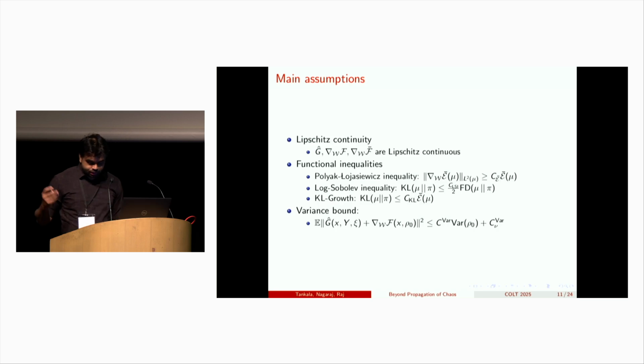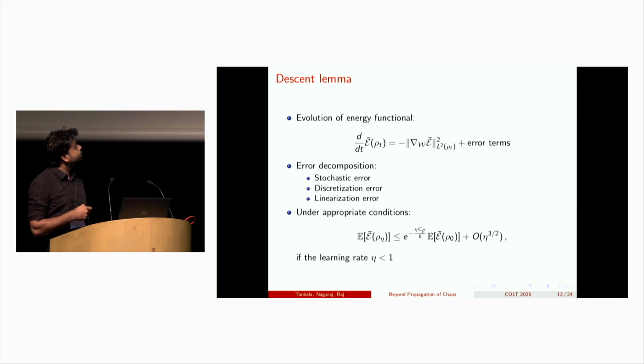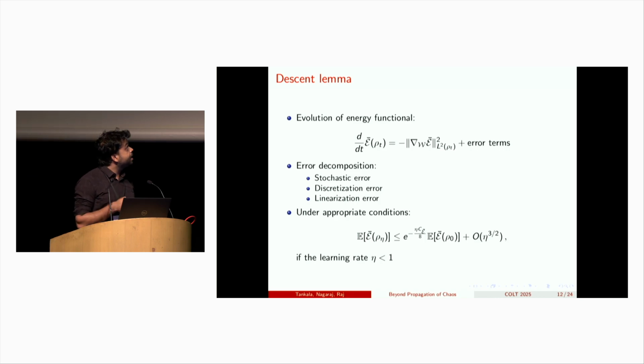These are the assumptions that we make. They are satisfied in both examples, when some kind of functional inequality is satisfied on the stationary measure. And this is a variance assumption. This is PL, which comes directly from the log-Sobolev kind of inequality, and this is also satisfied. Under these assumptions, we define a Lyapunov function kind of functional, epsilon bar, and we have a descent lemma.